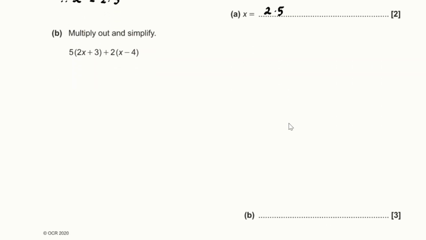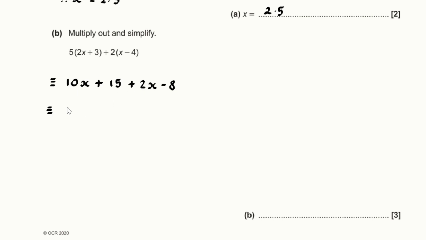And so therefore, you will find x to equal 2.5. And now for part B, we have to multiply out and simplify 5 lots of 2x plus 3 plus 2 lots of x minus 4. Multiplying out the brackets, 5 times 2x is 10x, 5 times 3 is 15, 2 times x is 2x, 2 times minus 4 is minus 8.